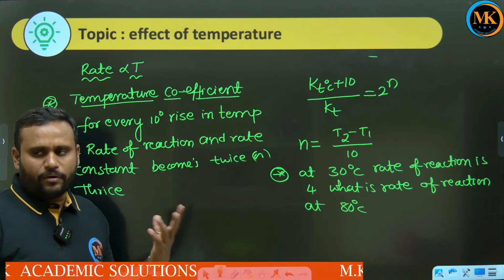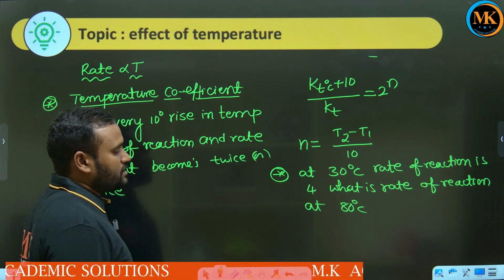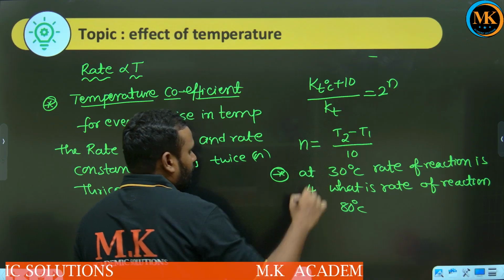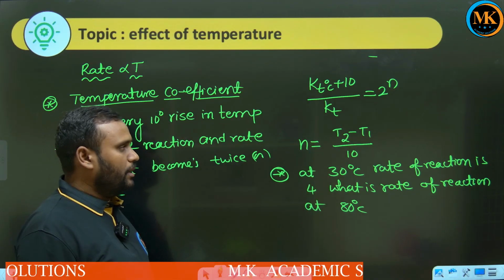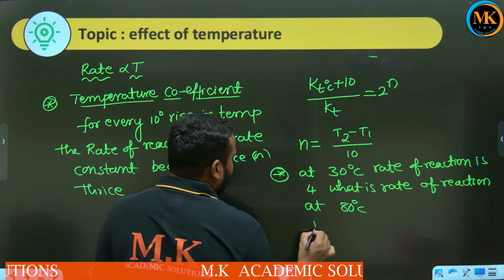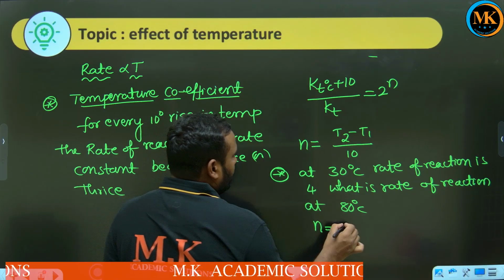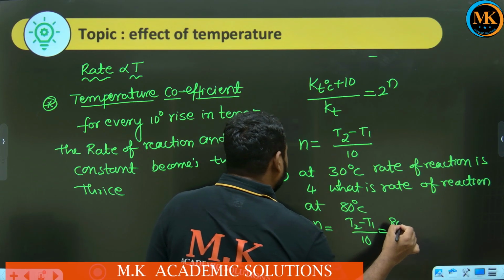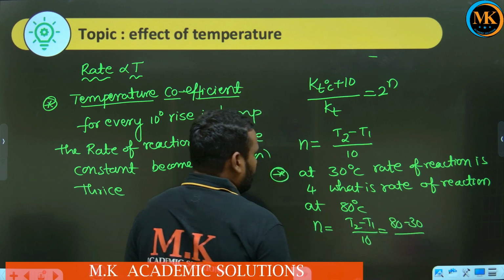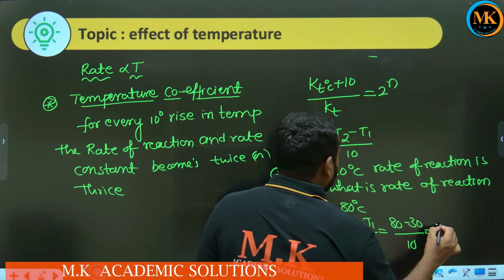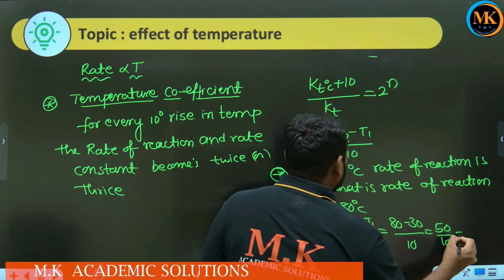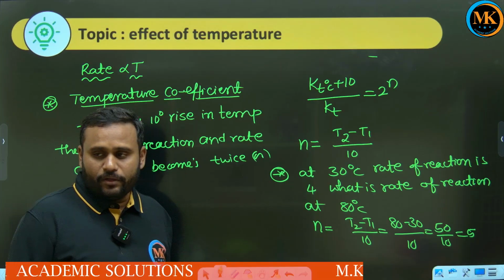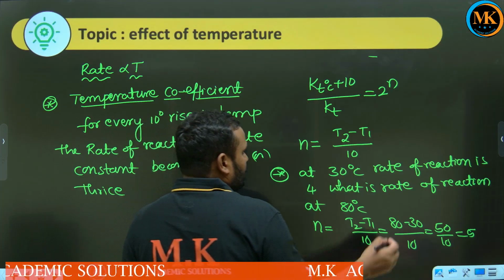So now how are we going to solve such types of questions, children? Simply, what we know: K(T+10) degree Celsius by K(T) equal to 2 power n. First you find out the n value. So what is the n value? n equal to what, children? (T2 minus T1) by 10. So what is T2? 80 minus 30, T1 is 30, that is by 10, means 50 by 10, which is 5. So what is the n value here? 5.